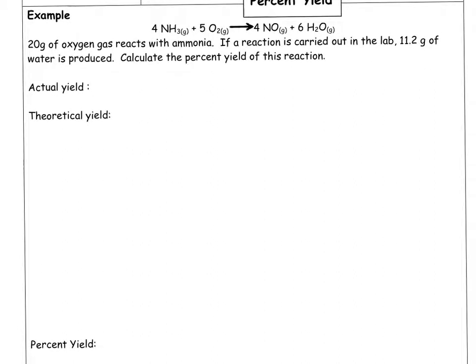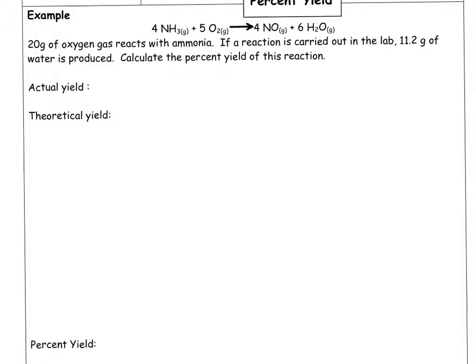Okay, so you have your reaction here. We have ammonia reacting with oxygen. It forms nitrogen monoxide and water. And 20 grams of the oxygen gas reacts with ammonia. 20 grams of this reacts with this. If a reaction is carried out in the lab, 11.2 grams of water is produced. So it makes 11.2 grams of that. Calculate the percent yield of the reaction.